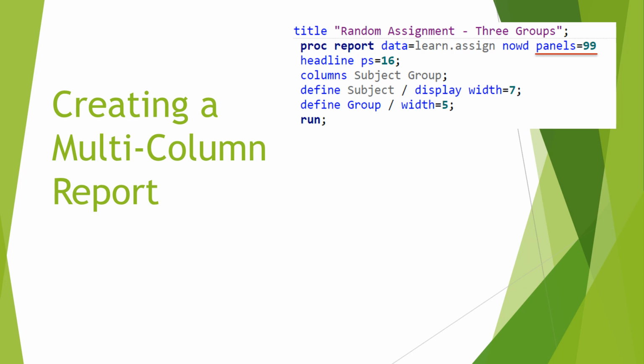In this program, the page size, which is the PS keyword, is set to 16, which limits the number of lines per page to 16, so that you can see the effect of the PANELS= option. In this program, DISPLAY usage was used for subject, which is a numeric variable. This was not necessary because the default usage for a character variable like group is DISPLAY, and you would have obtained a detailed report anyway.